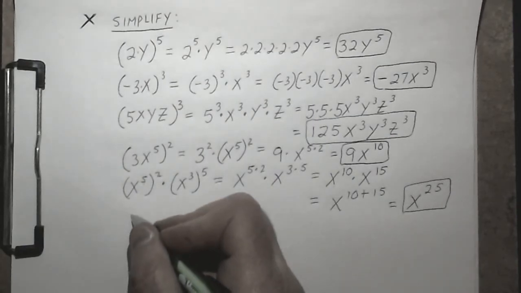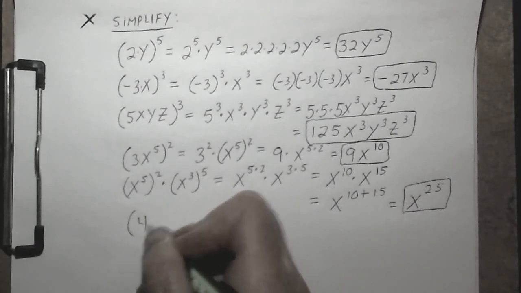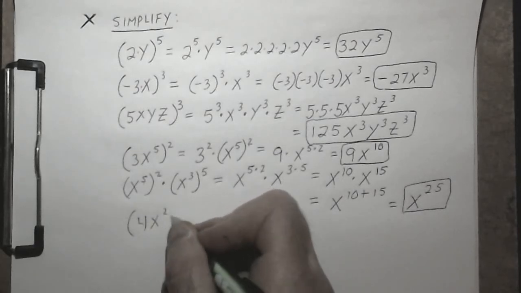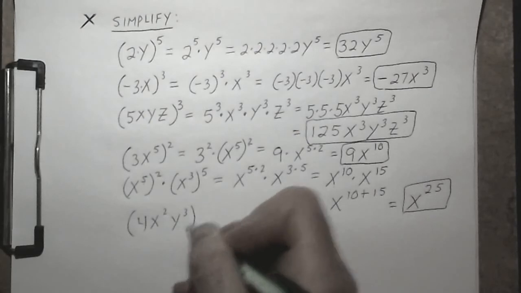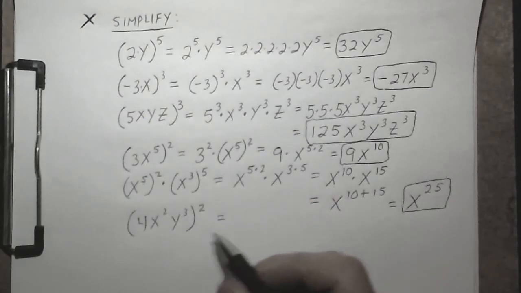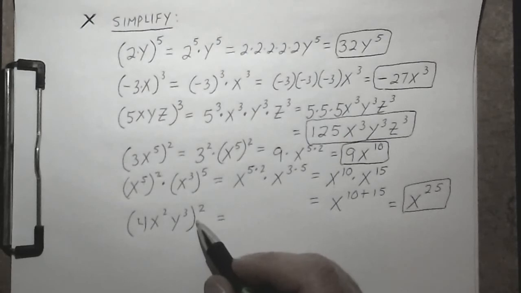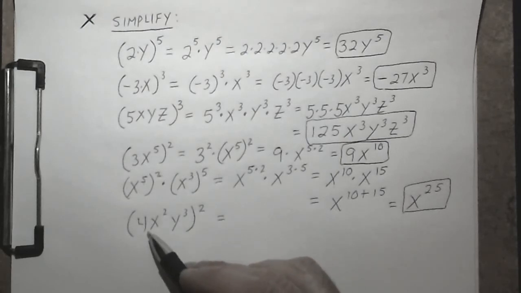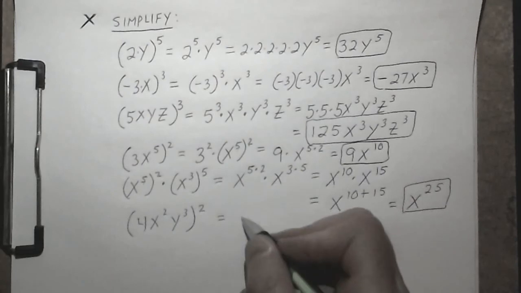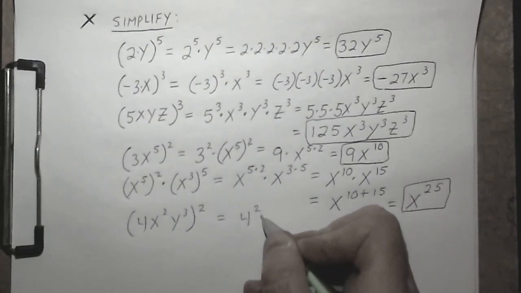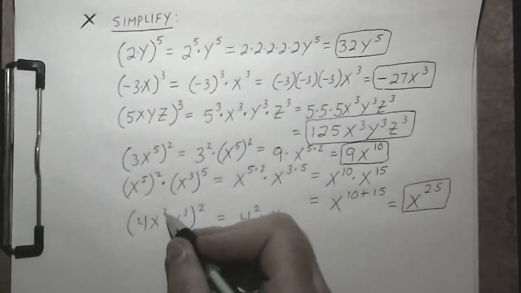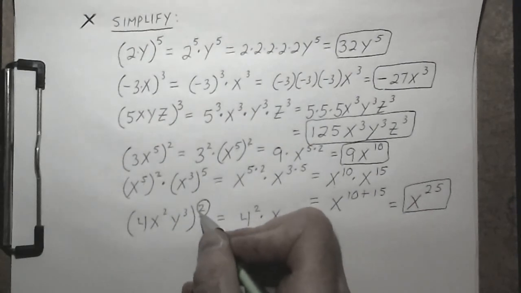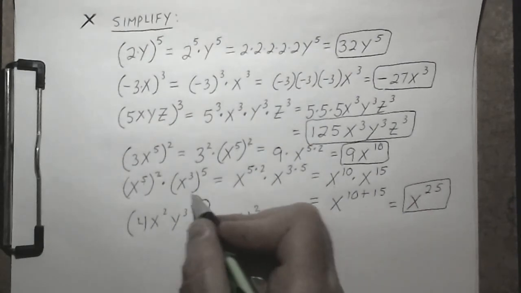All right, one last one here. Suppose we have 4x squared y cubed, and we're going to raise this to the positive 2 power. The whole monomial is going to be squared. Well, that means that everything inside the parentheses must be squared. So therefore, 4 must be squared times x squared must be squared. Okay, everything inside the parentheses must be squared.